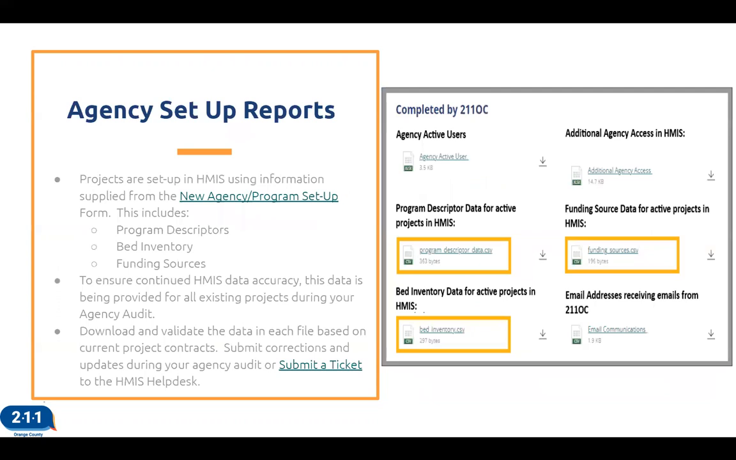The agency setup reports. Projects are set up in HMIS using the information that is provided in the new agency/project setup. This form includes sections such as the program descriptor, bed inventory, funding source. To ensure the data is accurate for the project setup, we ask that you review the forms that we've attached in the audit form. This is the information that your project was set up with. So if you review and see that there are some corrections, please submit an HMIS help desk ticket so that the team can process those corrections.